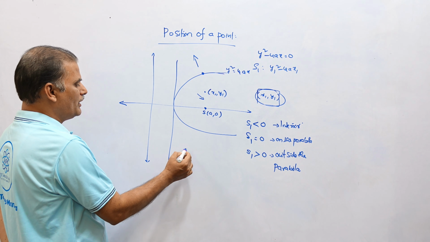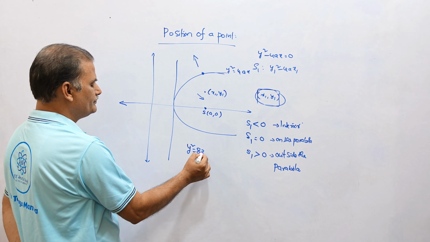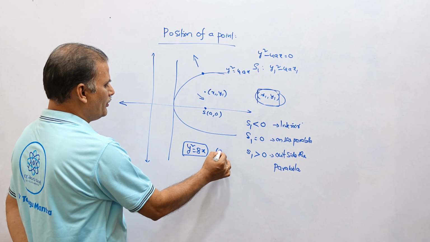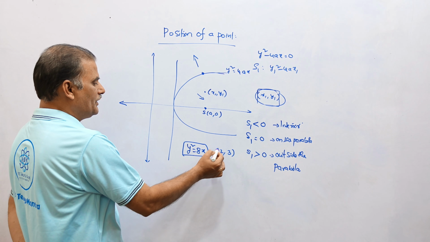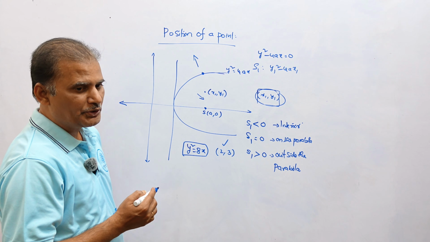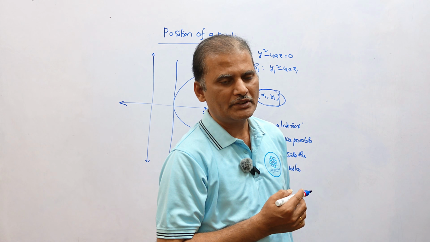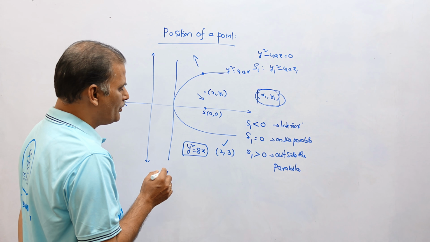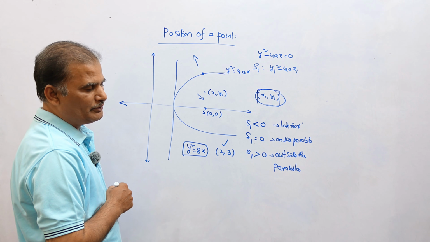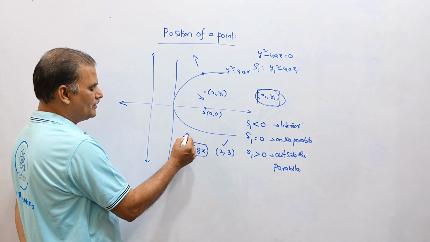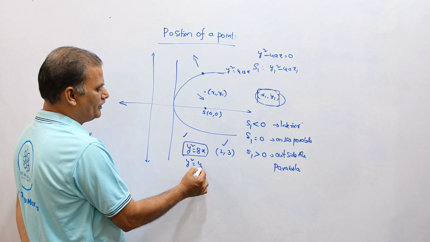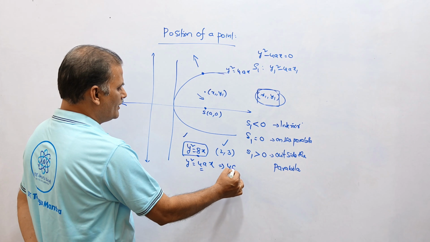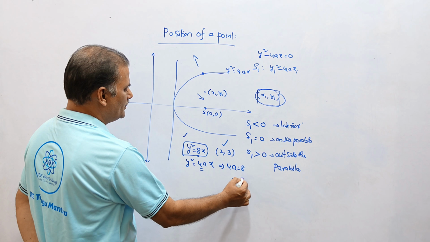Suppose you take one example, y square is equal to 8x. If I take one point 2 comma 3, is it inside or outside? It should be a 2-mark question in intermediate examinations. We need to find whether the position of the point 2 comma 3 is inside, outside or on the parabola. Very easy to find out. We know the general form y square is equal to 4ax. Now 4a is equal to 8, so a is equal to 2.